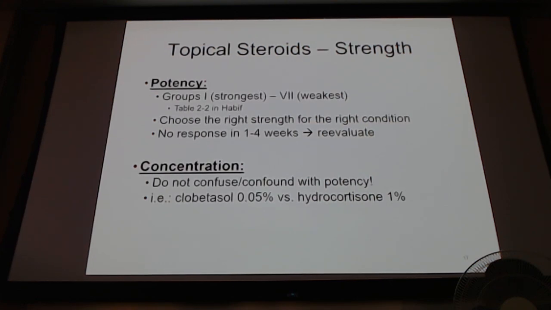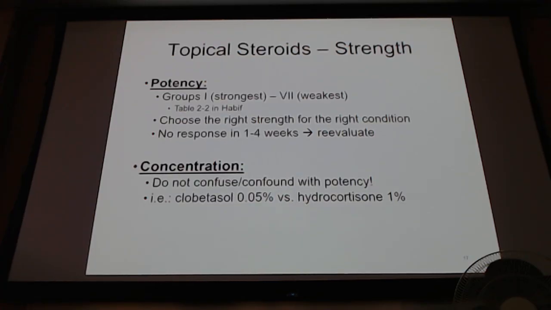Group 1s are the strongest. 7 is the weakest. 7s are all of those over-the-counter ones that you can pick up at Walmart, right? That's that hydrocortisone, it's those things that you can sell OTC, whereas the higher groups have to be prescribed. Choose the right strength for the right condition. No response in 1 to 4 weeks, then we want to reevaluate.